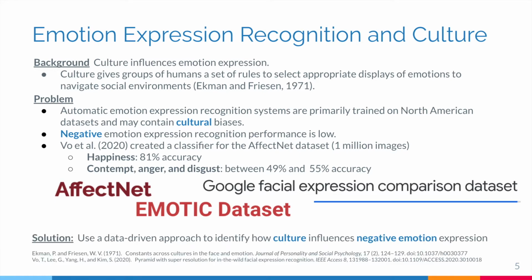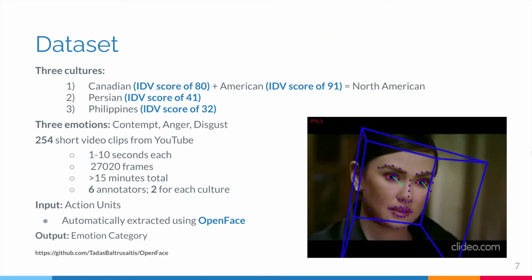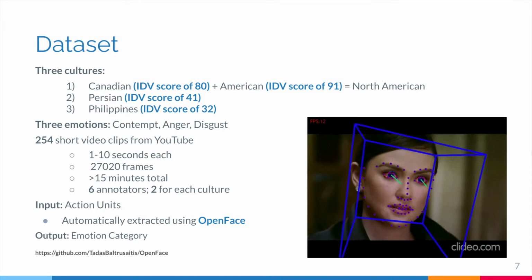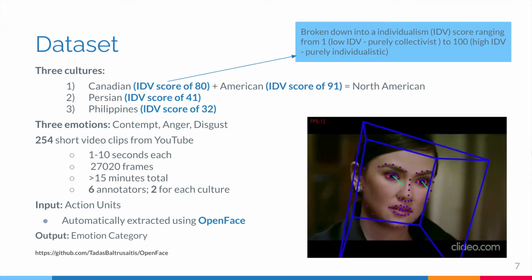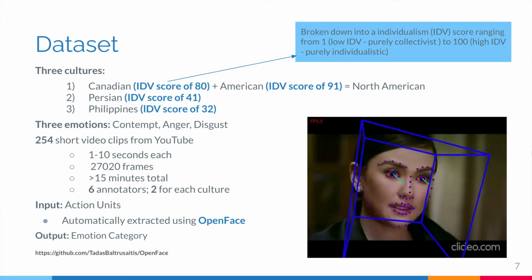Our solution is to implement a data-driven approach by collecting our own data across different cultures and investigating how culture's role can influence negative emotion expression. Our dataset contains three different cultural categories, the first being a combination of both Canadian and American, which we categorize collectively as North American culture, and both have high individualism scores.